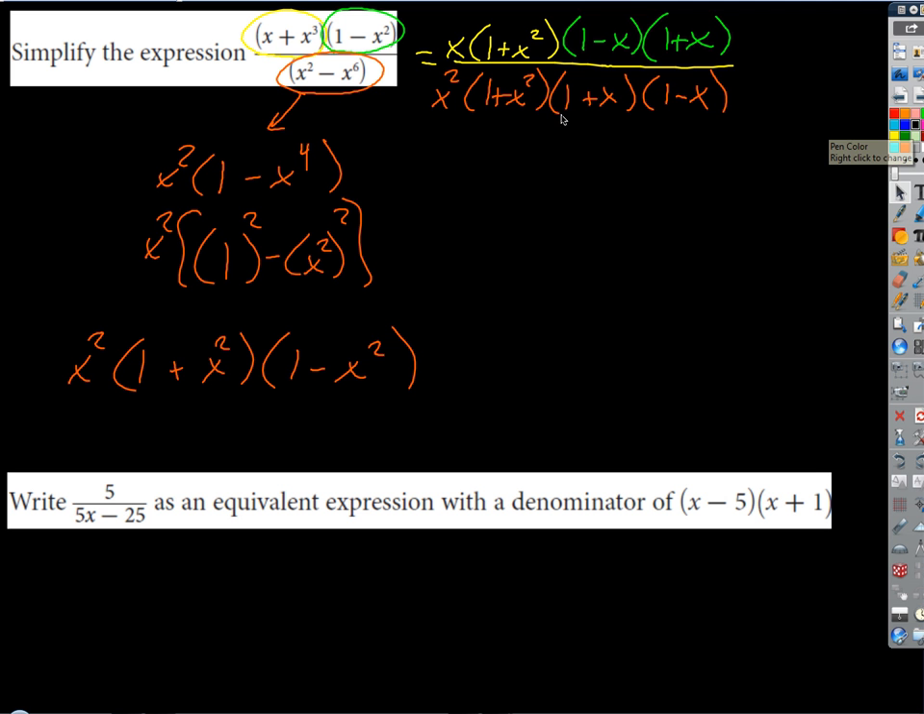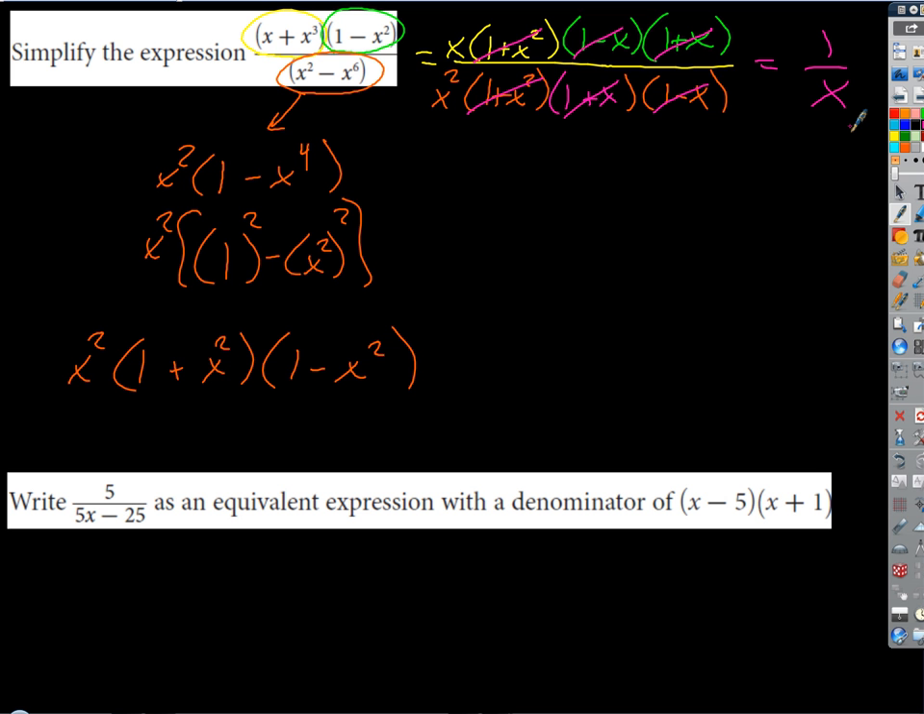We can cancel the, oops, frozen. So we could cancel a 1 plus x, oops, there we go. 1 plus x, what else? 1 minus x. x. 1 plus x squared, we could cancel those. And then look what we end up with. What is it? We end up with 1 over x. Yeah, we just end up with 1 over x. Well, that's a lot simpler, isn't it?